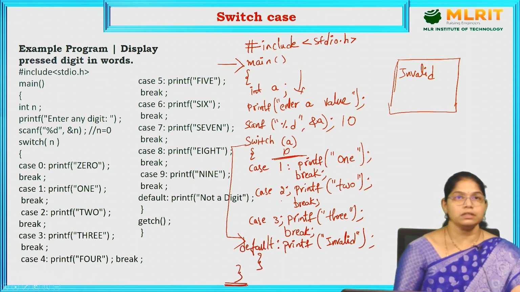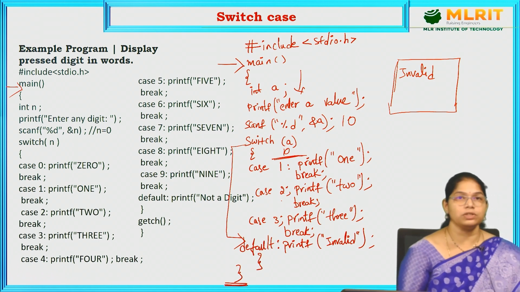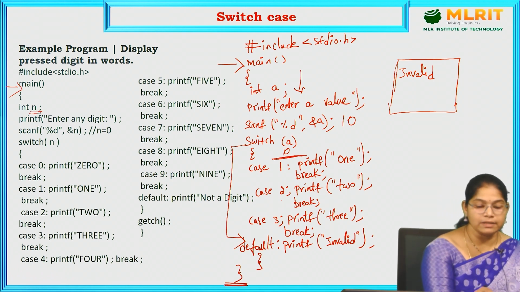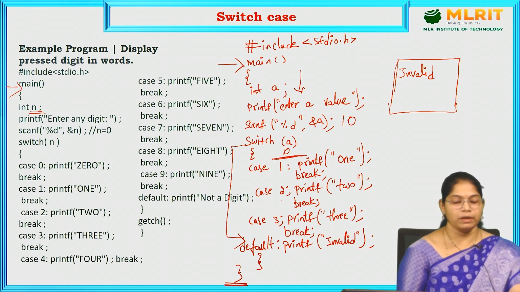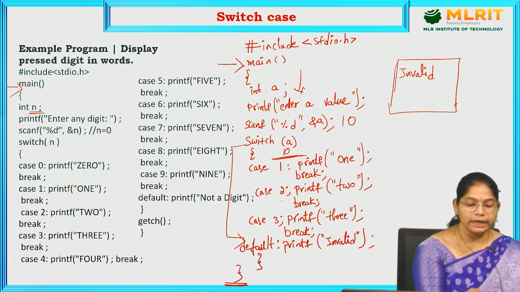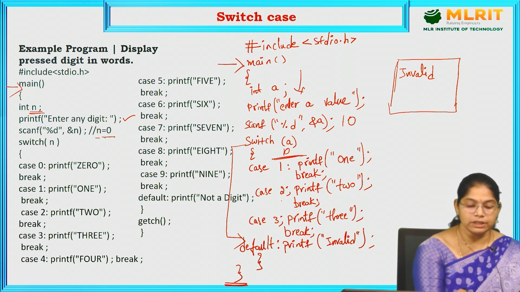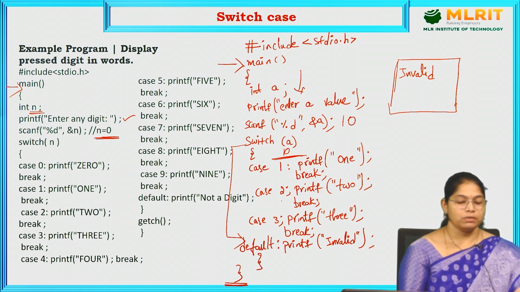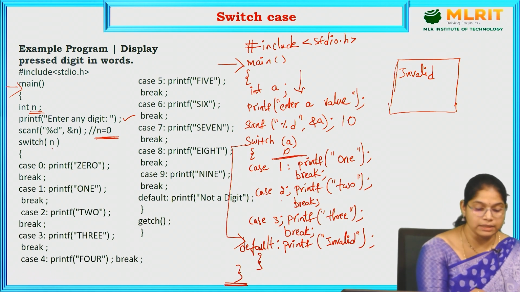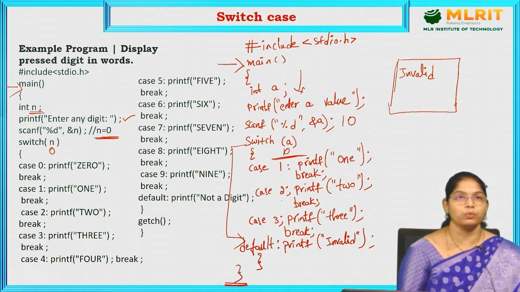So if you consider this example, here the execution starts from the main section. So n is declared as an integer type because I am giving the n value as an integer. So here, enter any digit. Here I am entering the digit, n value as 0. Now switch n. What is n? n is 0. Is there any case that matches that switch value?